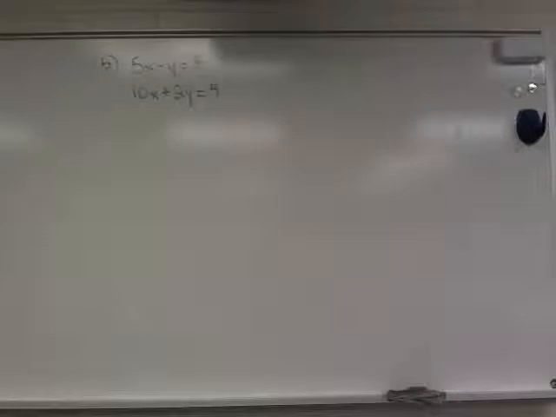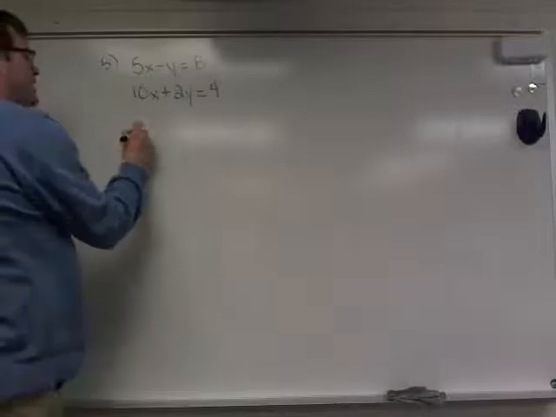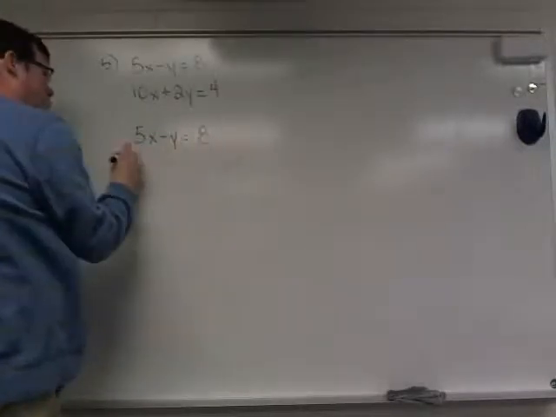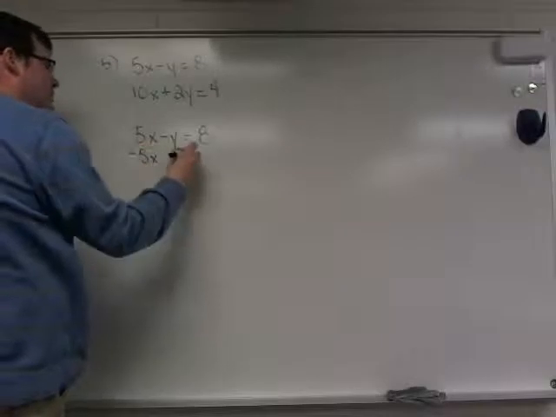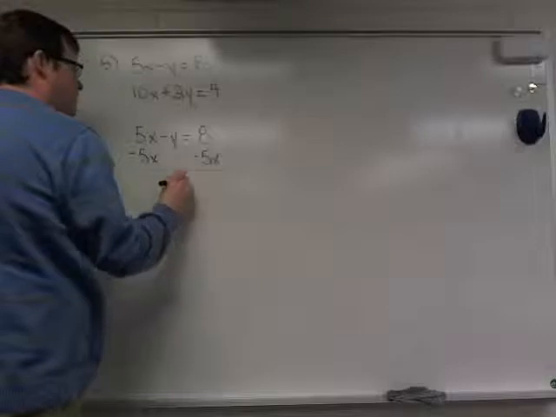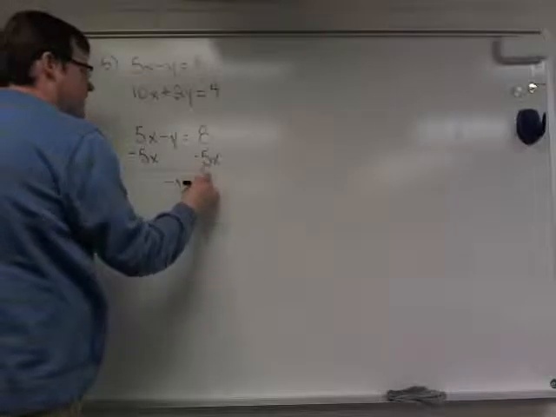Now 8 is already over there, 5x is not. So that's the part I'm going to have to apply the concept of the opposite on. So that's where I'm going to start here. So if I've got 5x minus y equals 8, say subtract 5x from both sides. So I've got negative y equals 8 minus 5x.